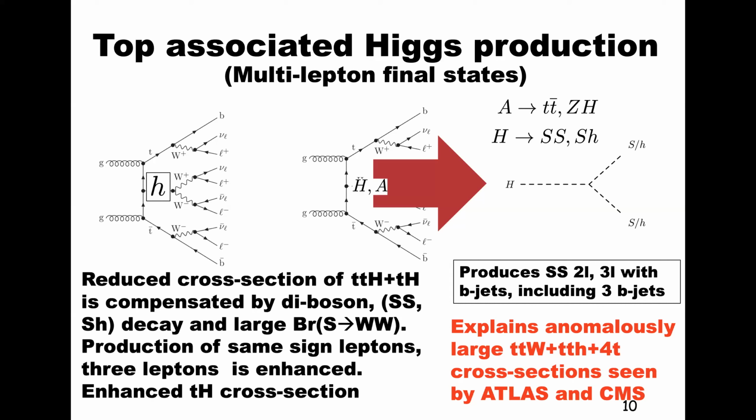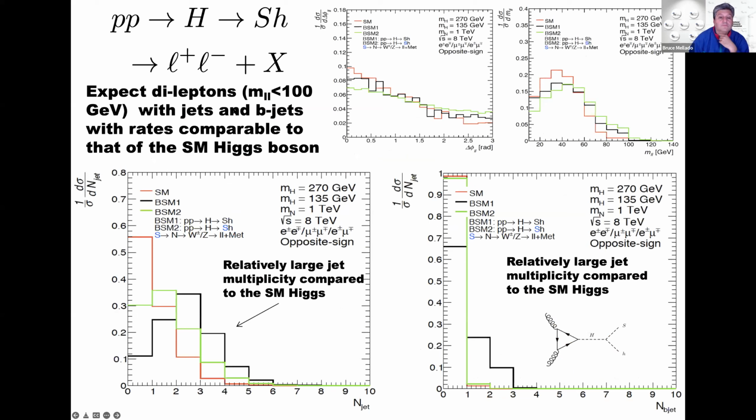Can I ask a quick question here? Can you go to the previous slide? Sure. Yeah, sorry, this one. Why do I see MH is equal to 270 and MH is equal to 135? Do you mean MS is 135?